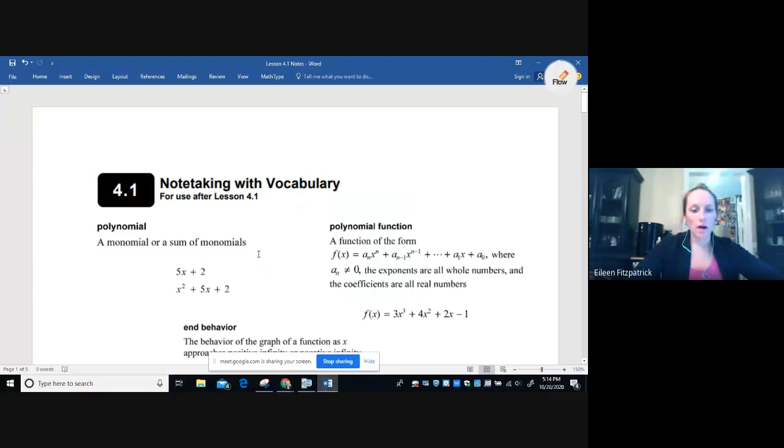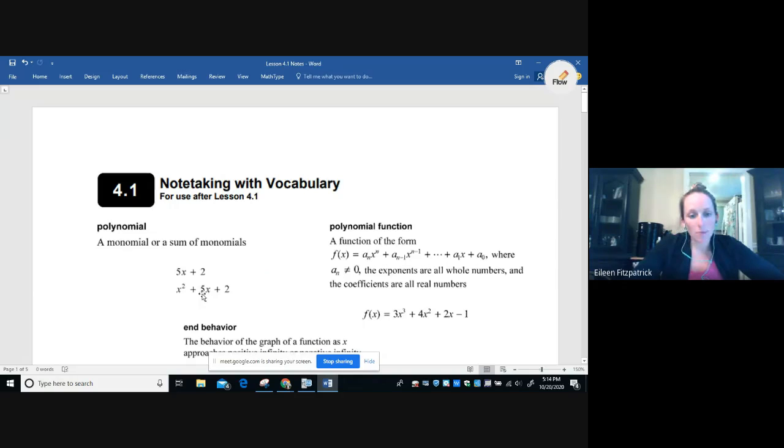Okay, so there is a lot of notation and terminology that we're going to go over today. First, a polynomial, and this is review. You know polynomials from Algebra 1. A monomial or a sum of monomials. So the first example, this is a polynomial. We call it a binomial because there are two terms, 5x plus 2. Each one, 5x is a monomial, and 2 is a monomial. And then together, it's what we call a binomial, which is a type of polynomial.